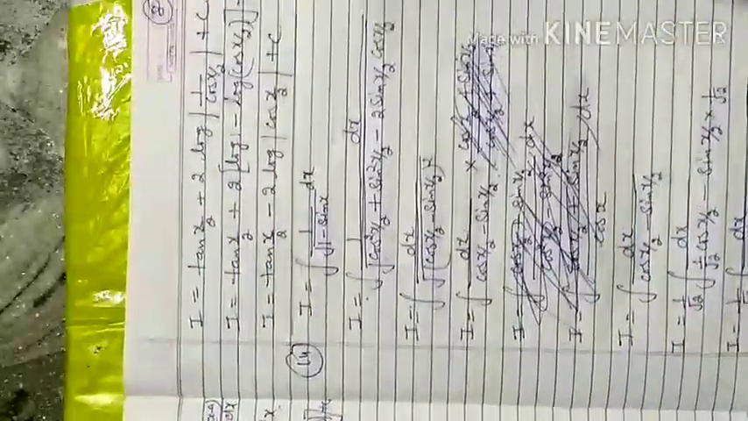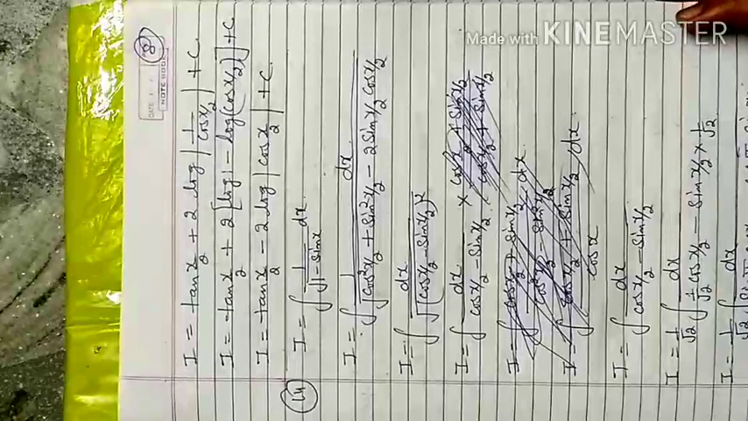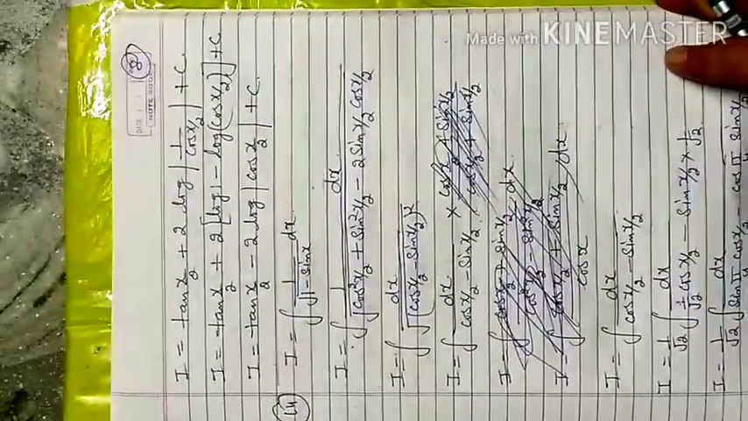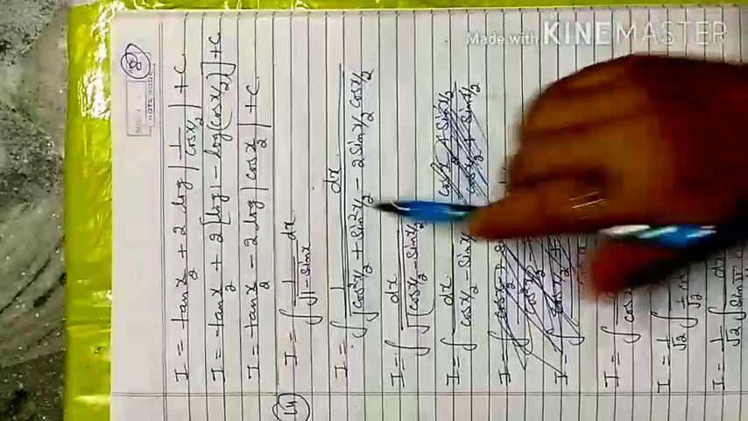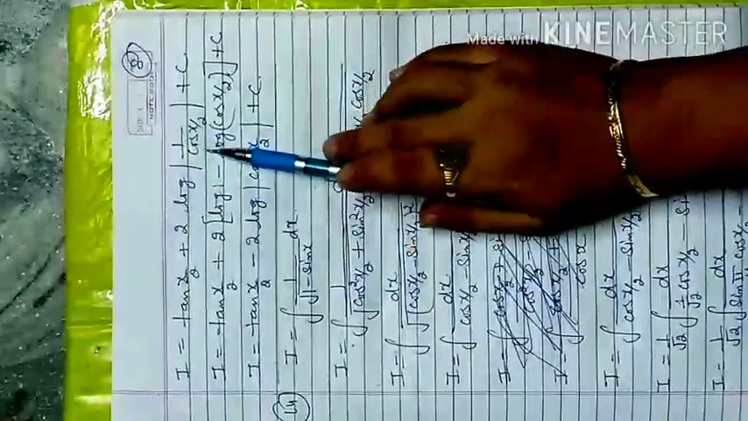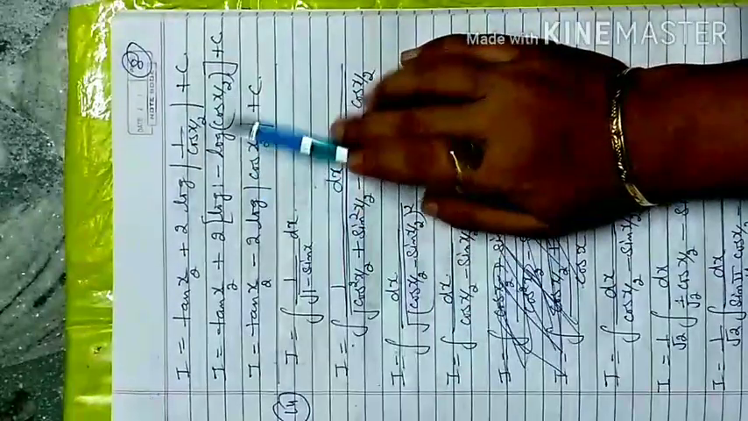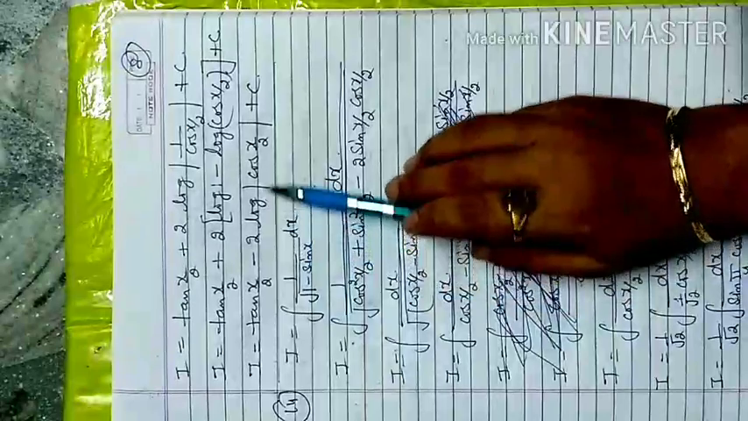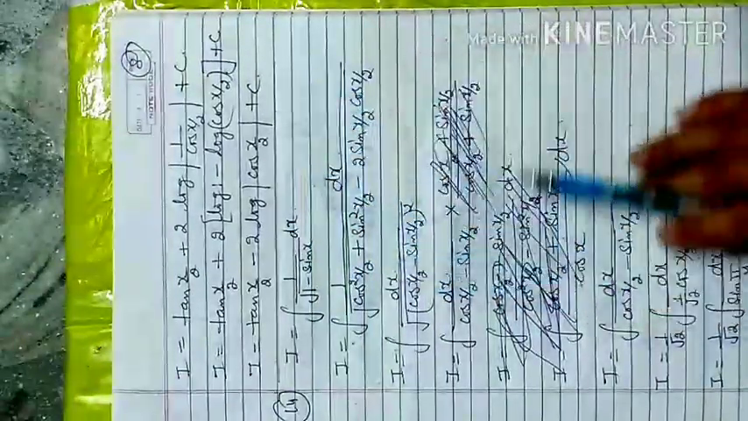Now next is secant. Either you can stop at secant x by 2 as your answer, or you can open secant x by 2 as 1 by cos x by 2, and log m upon n is log m minus log n, and log 1 is 0. So what is left? Log x by 2 minus 2 log cos x by 2 plus c.